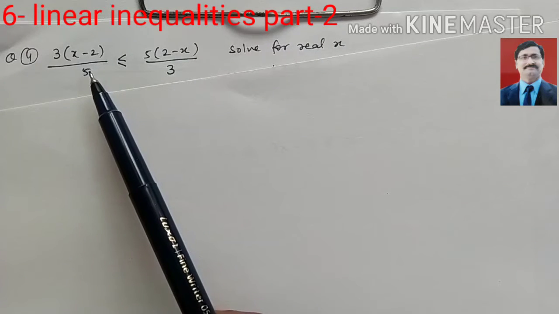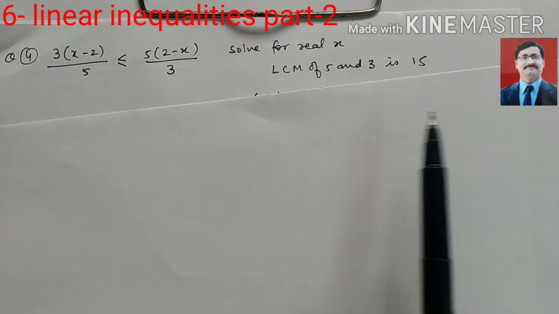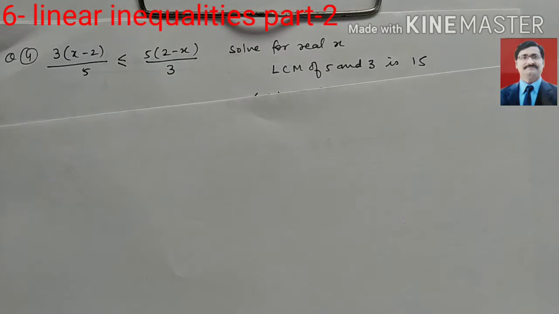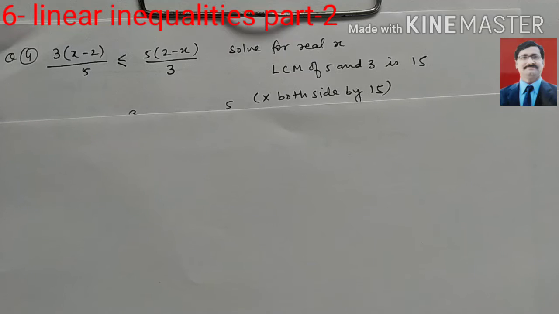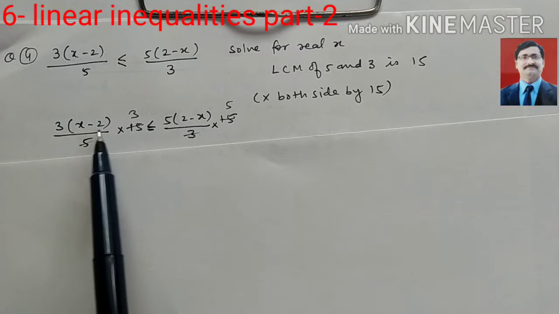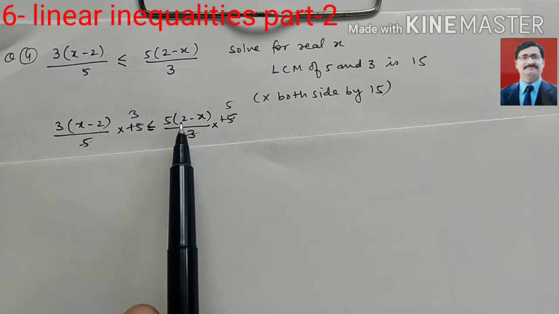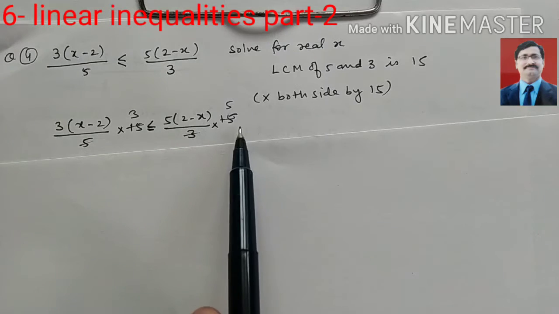So first of all, check the 5 and 3. The LCM of 5 and 3 is 15. So we can write here: multiply both sides by 15. Look here, we multiply by 15: 3(x minus 2)/5 times 15 is less than or equal to 5(2 minus x)/3 times 15.